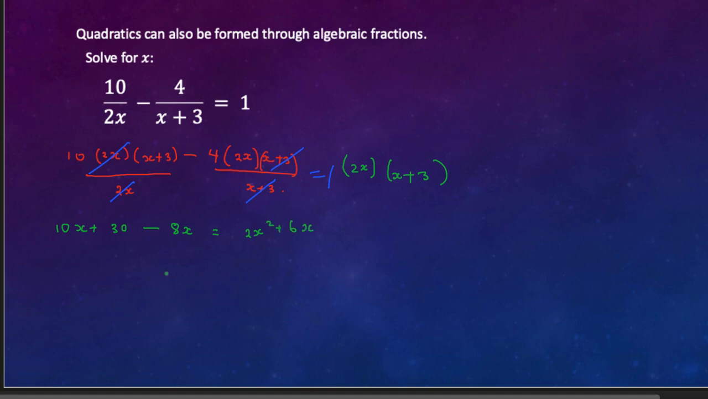And on the other side of the equal sign we shall have 2x squared plus 6x, just like this. Now the moment you see the squared coming in, just know we have our quadratic being formed. So all we do next is collect like terms, and collecting like terms will lead to 2x squared plus 4x minus 30 equals 0.